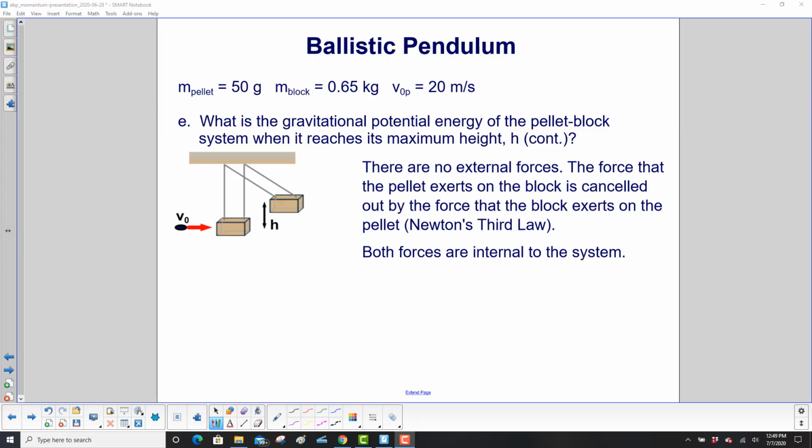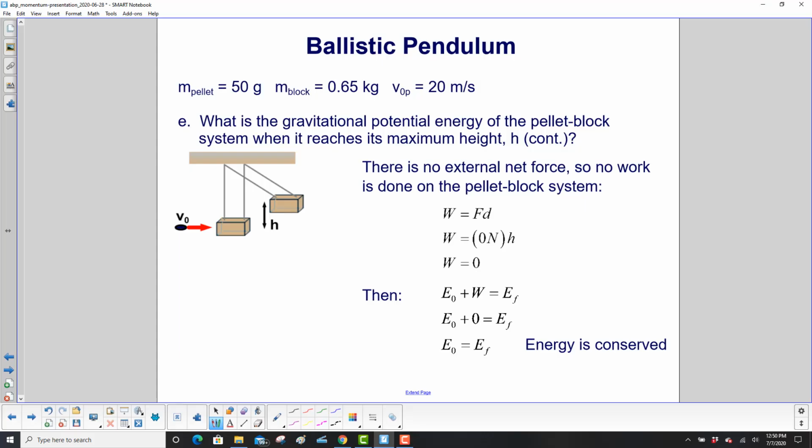There are no external forces here, so that's telling us we can use conservation of energy. The force that the pellet exerts on the block is canceled out by the force that the block exerts on the pellet. It's internal to the system. That's Newton's third law, so we're not going to worry about that. We're going to go ahead and use conservation of energy now. To really make our point, there's no external net force, so no work is being done on the pellet-block system.